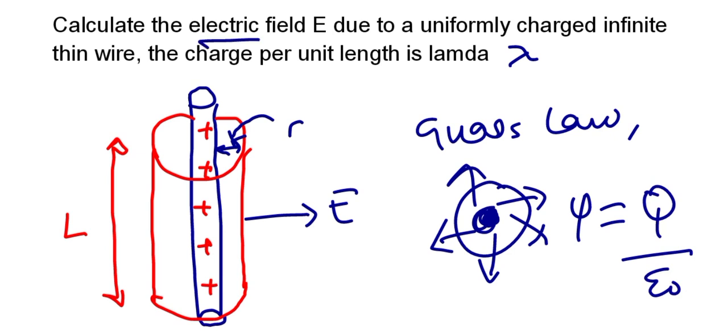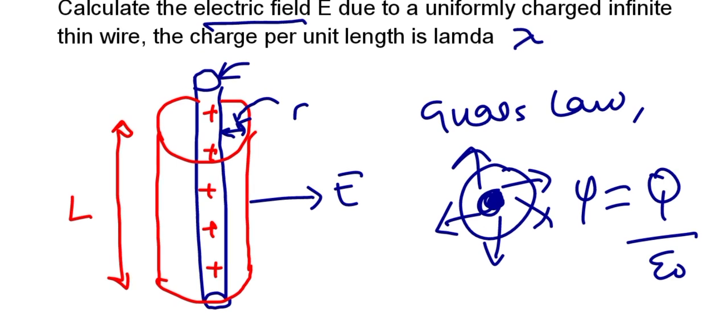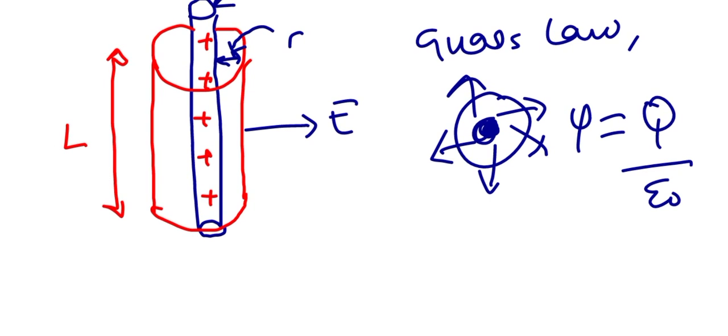Calculate the electric field due to a uniformly charged infinite wire. This is the uniformly charged infinite wire. The charge per unit length is denoted as lambda. From this diagram, there is a uniformly charged infinite line, a thin wire. It has charge, and we use a Gaussian surface, a closed surface, to cover the wire, so that the fields radiating outward can be enclosed in that cylindrical Gaussian surface.